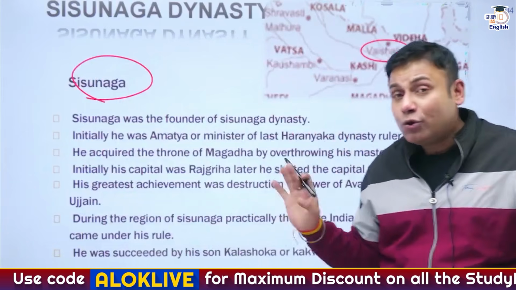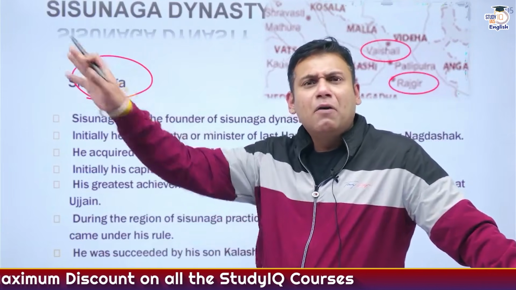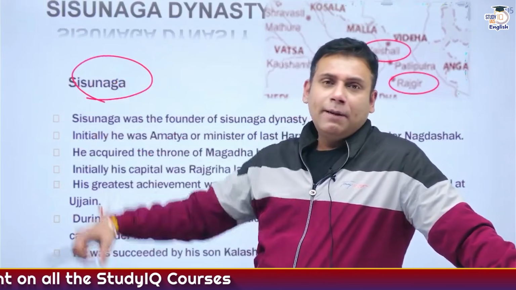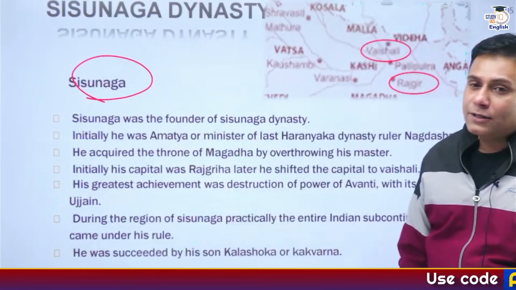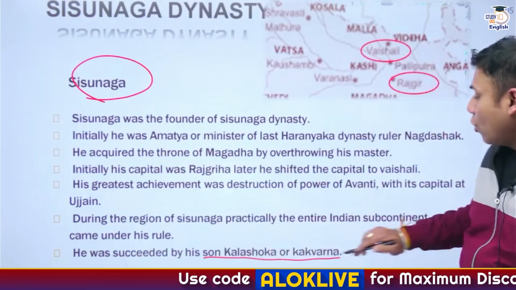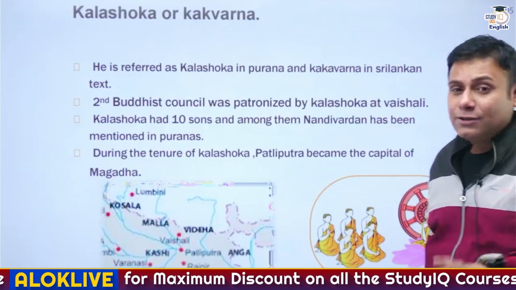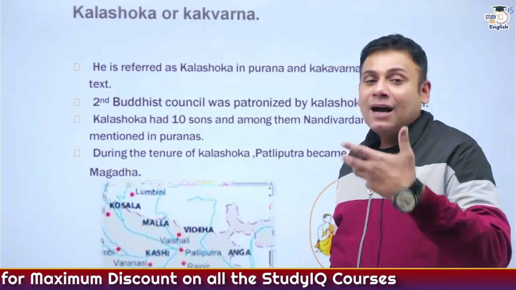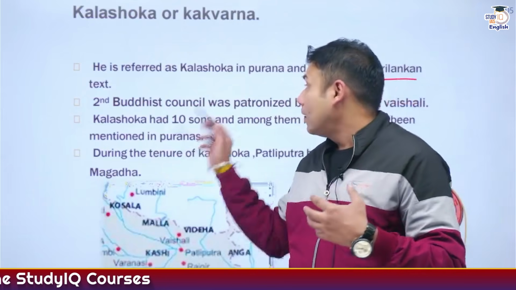As I have told you, at that time Avanti was the most powerful kingdom. He destroyed the power of Avanti. He became the sole ruler of the entire northern part of India. And finally it is believed that he was succeeded by his son, whose name was Kal Ashok or Kaka Varna. He is referred to as Kaka Varna in Sri Lankan text, and as Kal Ashok in the various Puranas.